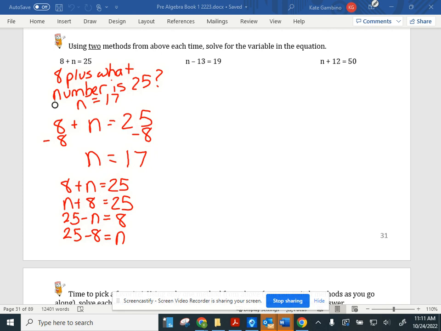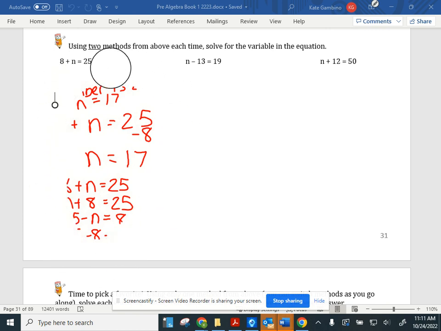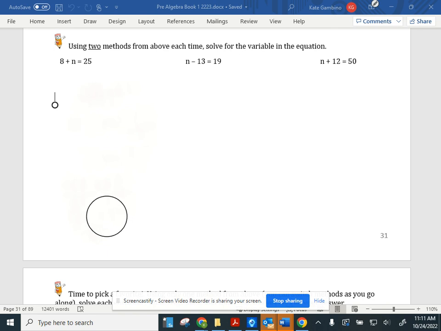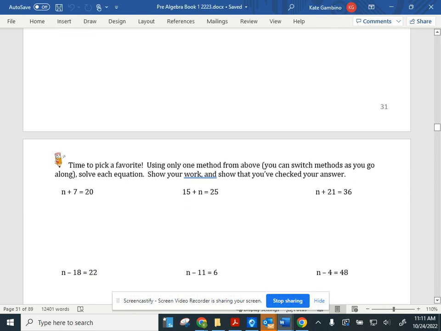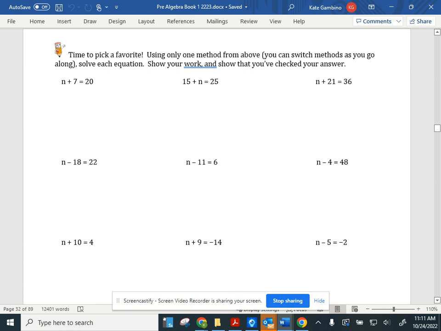Okay, so then when we go to our second page, on this first page for these three problems, you needed to show two ways. On the second page, you need to pick a favorite. You only need to use one method. It doesn't have to be the same method every time. You can switch it up if you want.